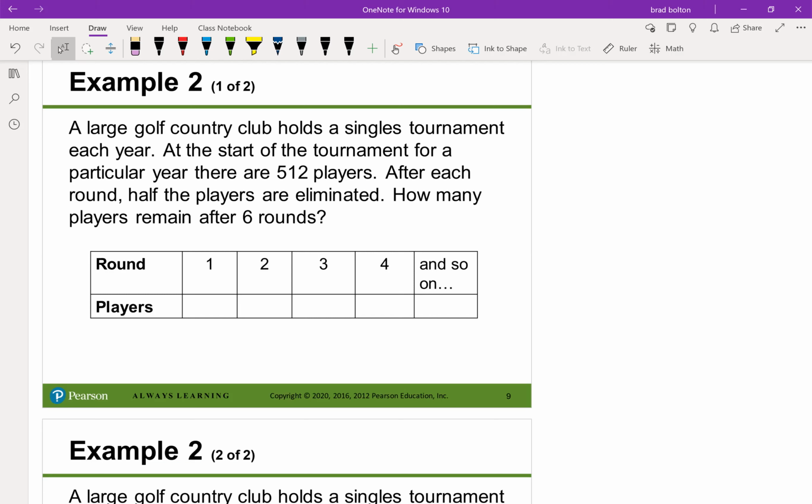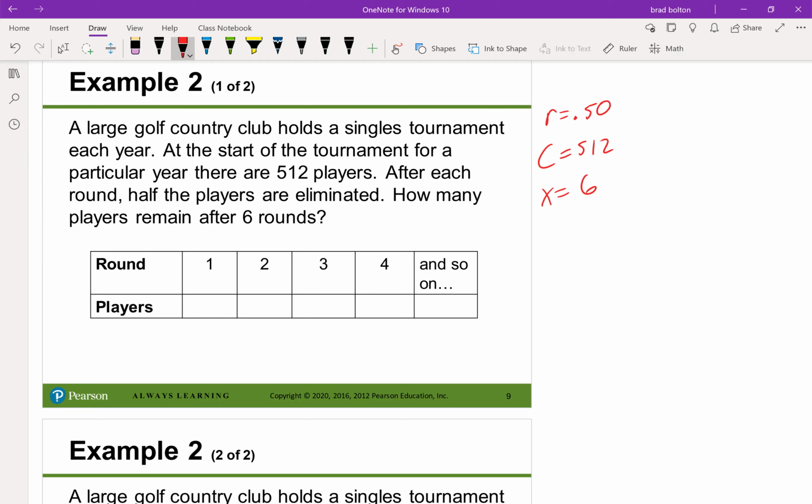Okay, so let's see here. At the start of the tournament, there are 512 players. After each round, half the players are eliminated. So each round, you lose 50%, right? So that's a percentage, and it's regularly happening on equal intervals. So R is equal to 0.50 or 0.5. C would be 512, because there's 512 players. And it says how many rounds, so X will equal 6.